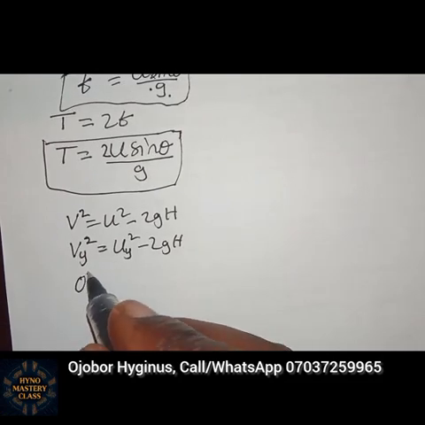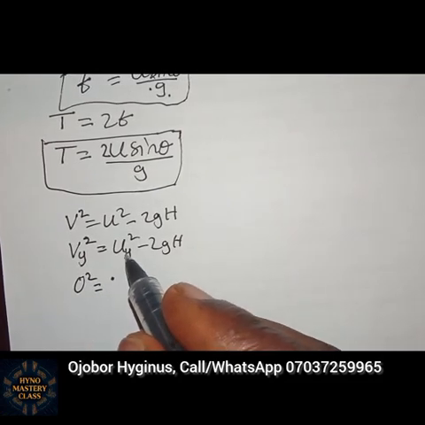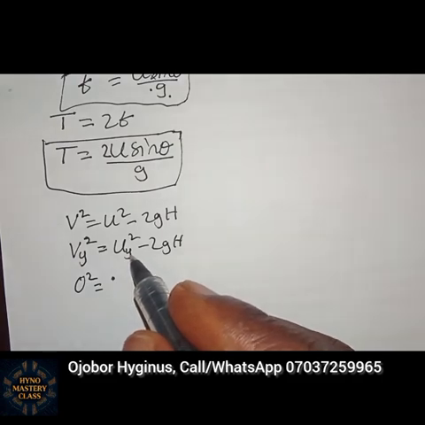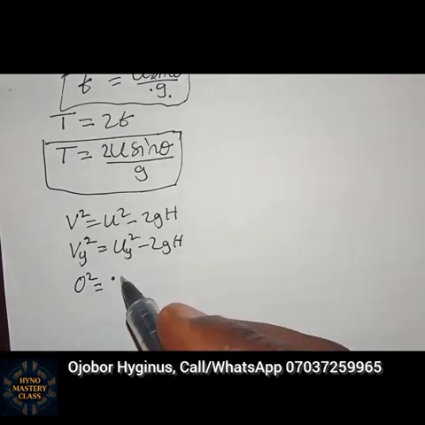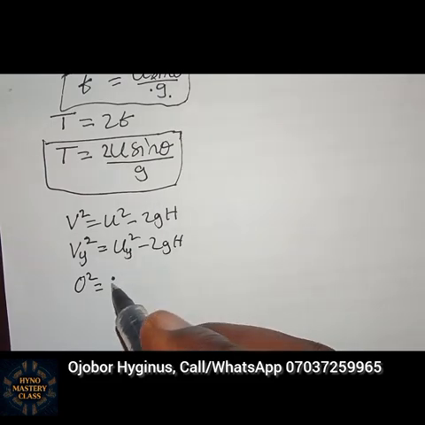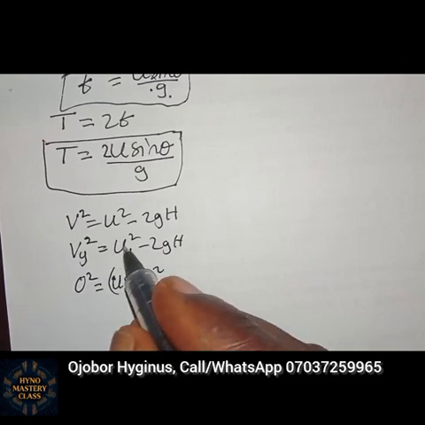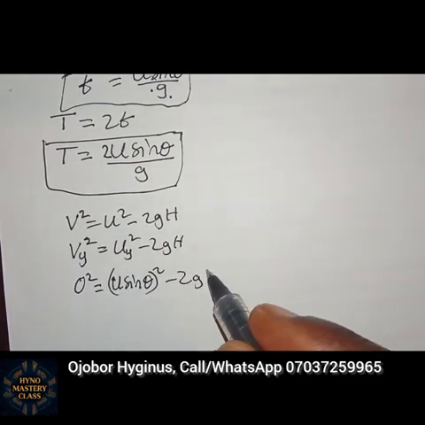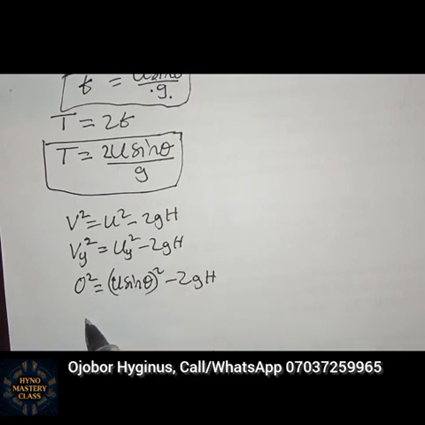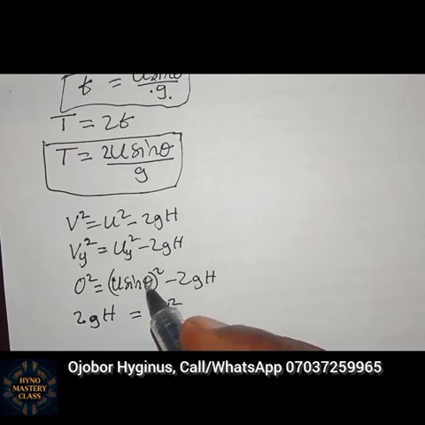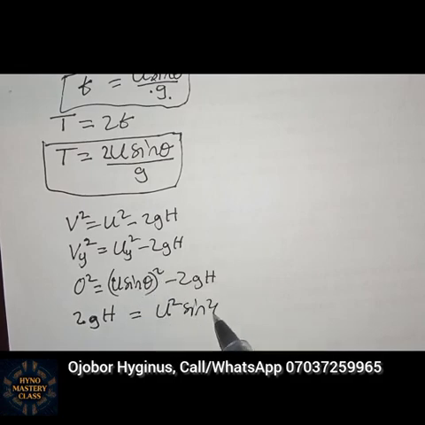Final velocity is 0. So 0 squared equals the vertical component of the initial velocity. And the vertical component of the initial velocity, if we are resolving U to the vertical, is going to be U sine theta. And of course, it is going to be squared because this is squared, minus 2GH. So if we move 2GH to the left hand side of the equation, it will change to positive. If you remove minus 2GH, it will change to plus 2GH equals U. If you square U, you have U squared. If you square sine theta, you have sine squared theta.